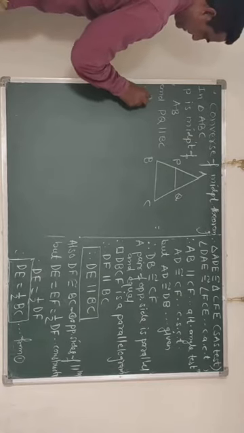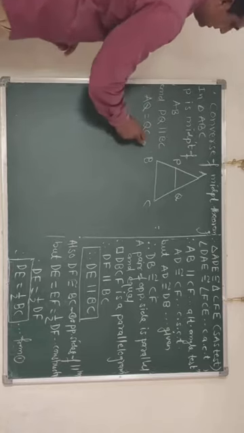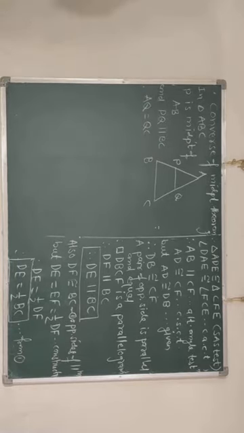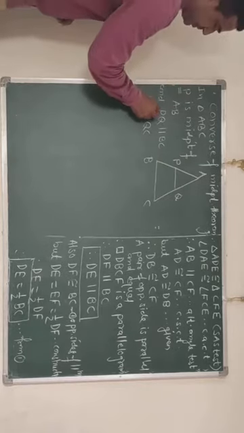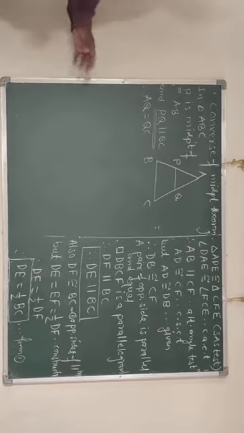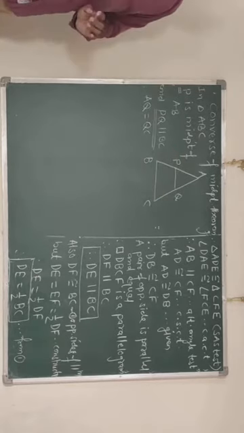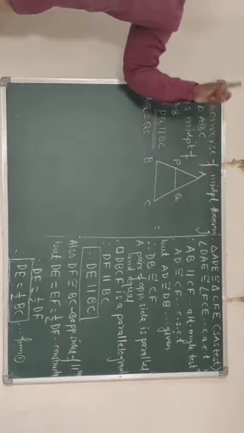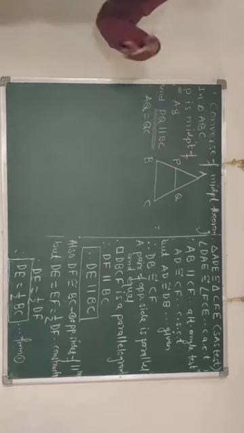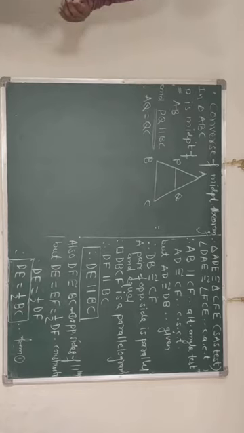Therefore, you get AQ equal to QC. That is the theorem. That is converse of midpoint theorem. From the midpoint of any one side, if we draw a parallel line to the other side, that means this Q divides AC into two equal parts. That means Q is the midpoint of the remaining side. It bisects the other side. That means AQ equal to QC. That is converse of midpoint theorem.